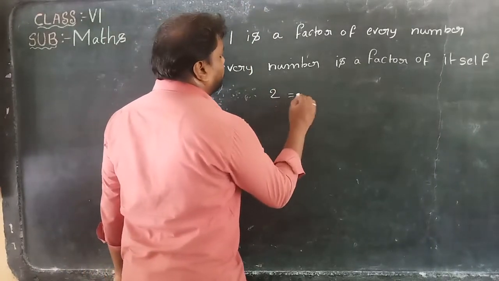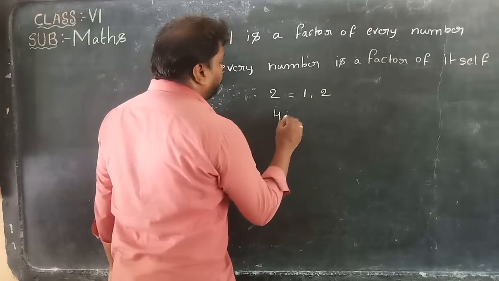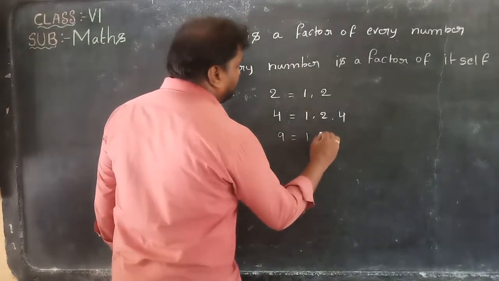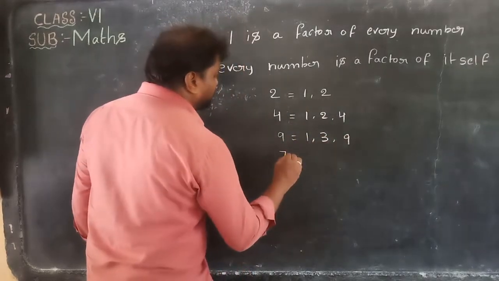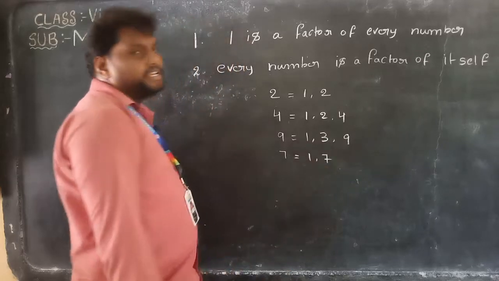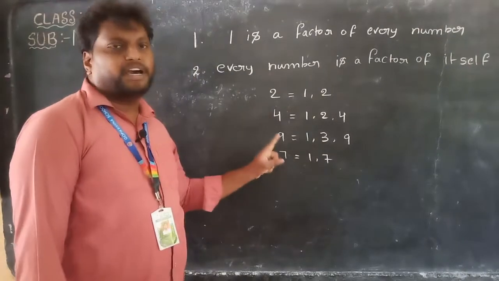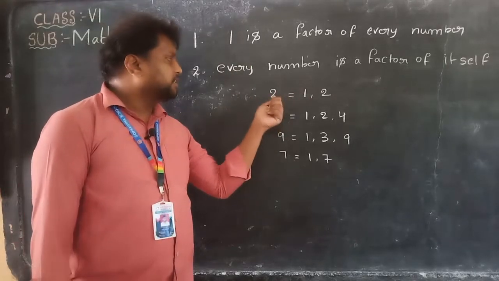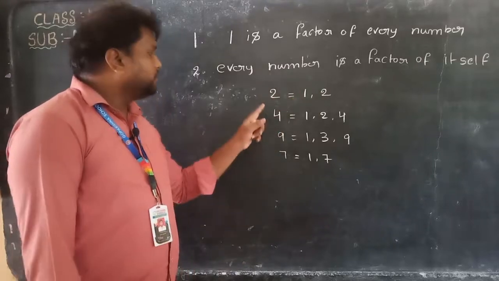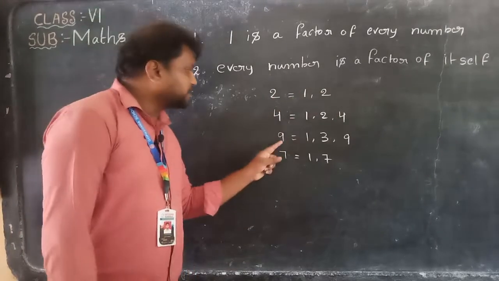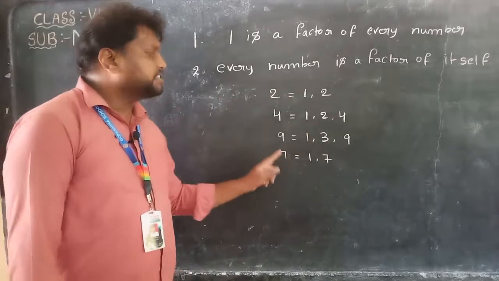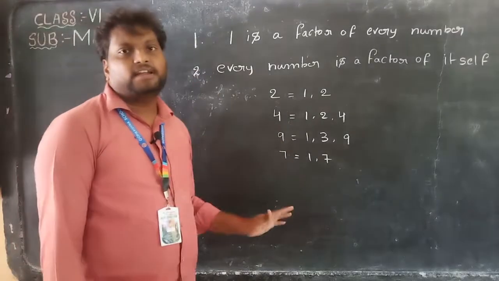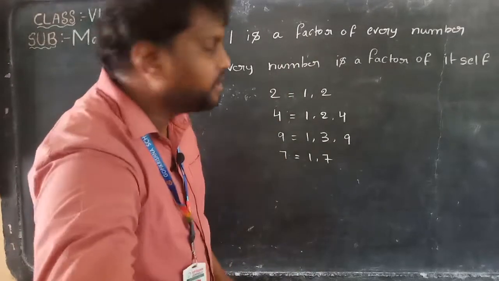Factors of 2 are 1 and 2. Factors of 4 are 1, 2, 4. Factors of 9 are 1, 3, 9. Factors of 7 are 1, 7. Observe, each and every number is a factor of itself. 2 is one of the factors of 2, 4 is one of the factors of 4, 9 is one of the factors of 9, and 7 is one of the factors of 7. And 1 is the common factor of each and every number. Already we completed the first point. Okay, this is the example.